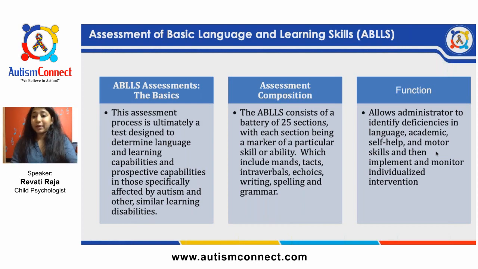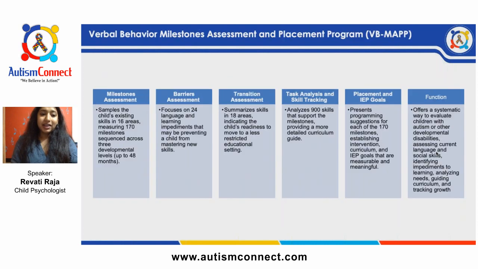ABLES and VBMAPP have a lot of information in them. It can go on for 2 hours if I start talking about one particular thing. Now, VBMAPP is divided into 5 parts. It has the milestones assessment, which basically goes through what skills the child should be having right now, and what lags the child is showing at this point of time. It was created using field testing on both typically developing children as well as children who have ASD.